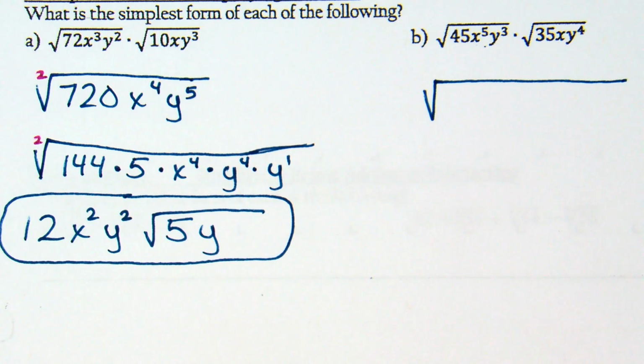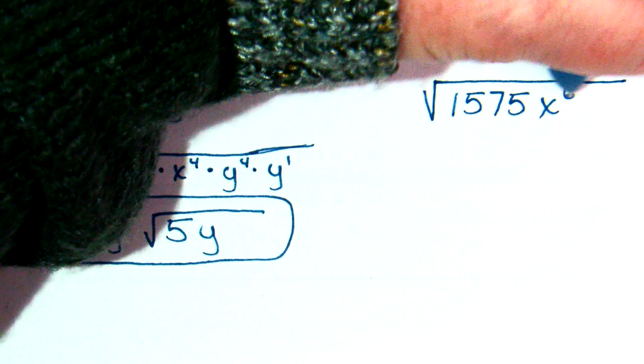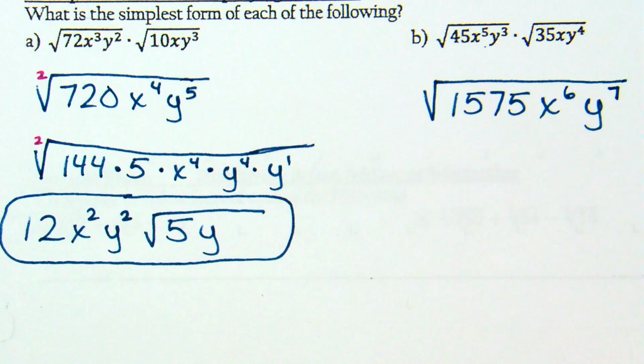Okay. What was that first step you were doing while I was on the phone? Multiplying them, right? 45 times 35 is 1,575. X to the 6th, y to the 7th, because x to the 5th times x to the 1st is x to the 6th, and y to the 3rd times y to the 4th is y to the 7th.